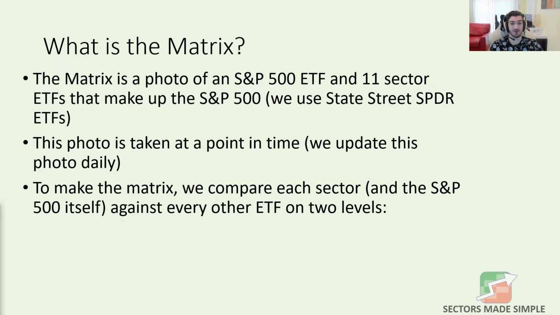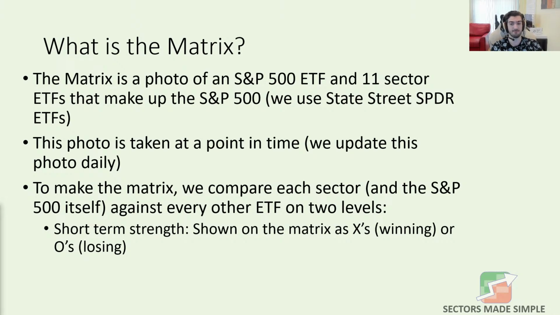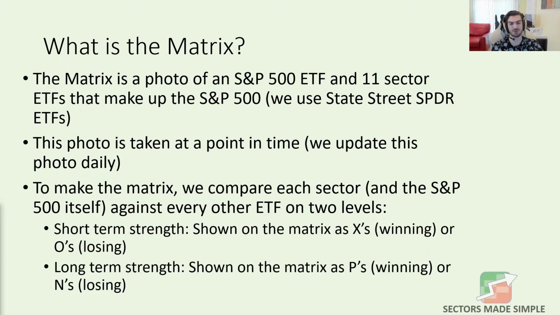So to make the matrix, we compare each sector and the S&P itself against all of the others. And we check them on 2 things. Short-term strength, which is shown as X's for winning or O's for losing. And long-term strength, shown as P's for winning and N for losing. If you're interested to learn more about that, go take a look at our Back to Basics episode number 2 on point and figure buy and sell signals.